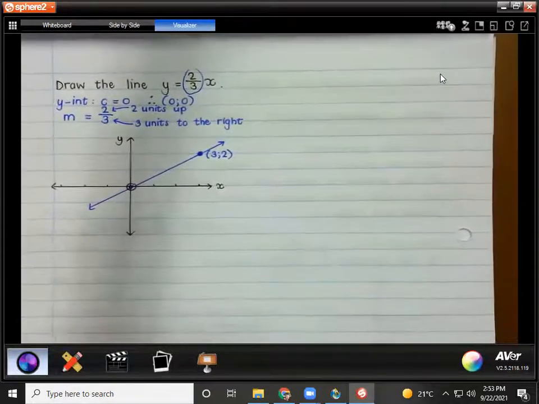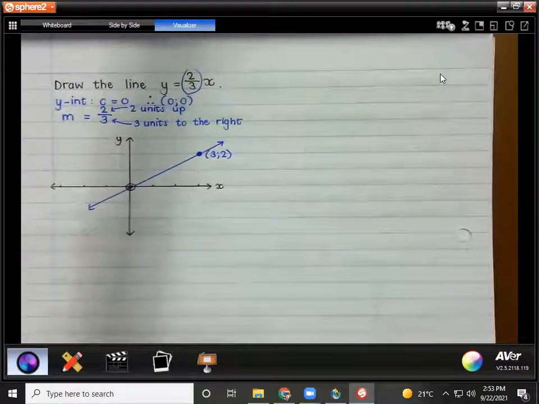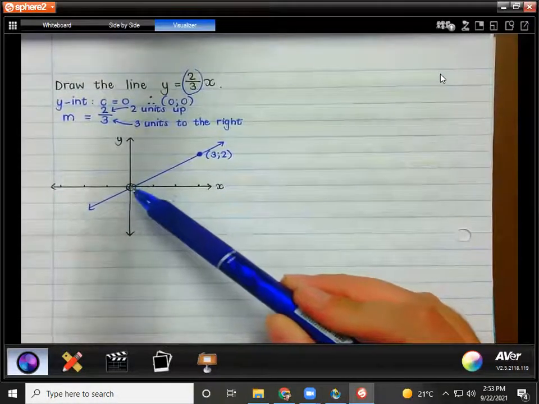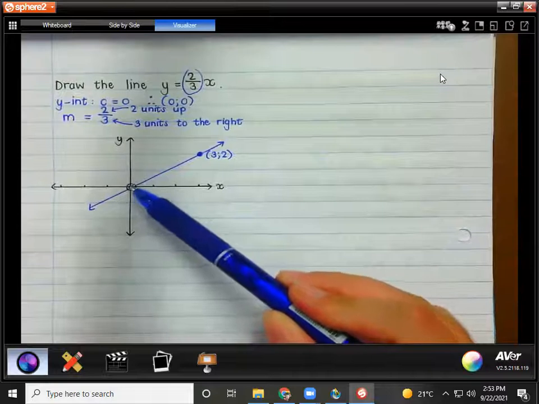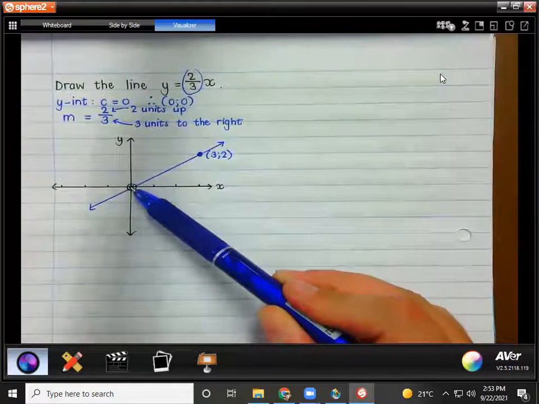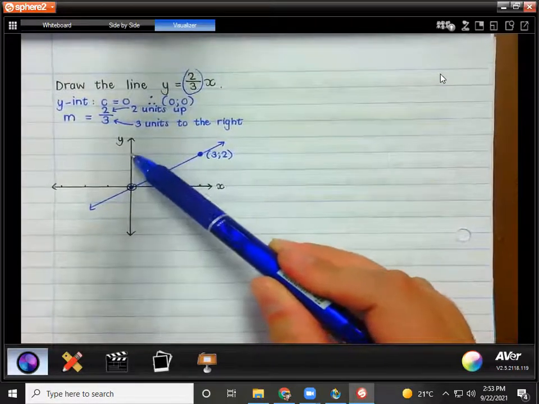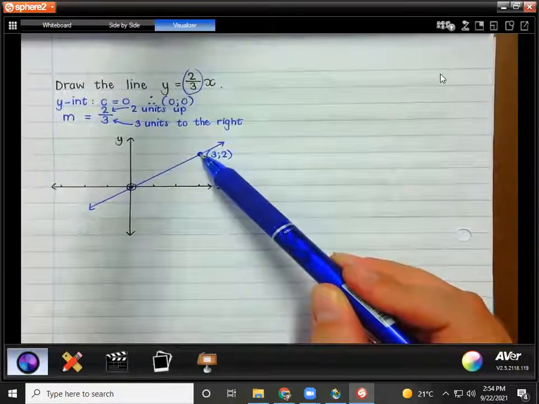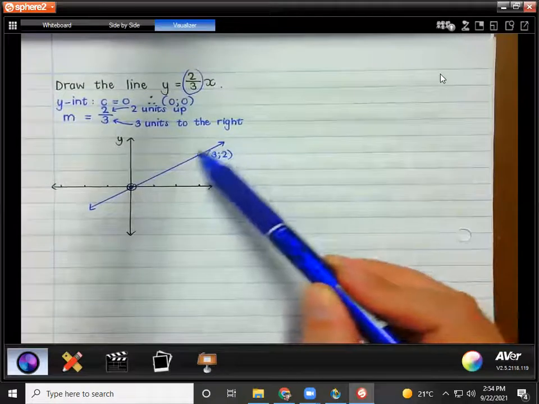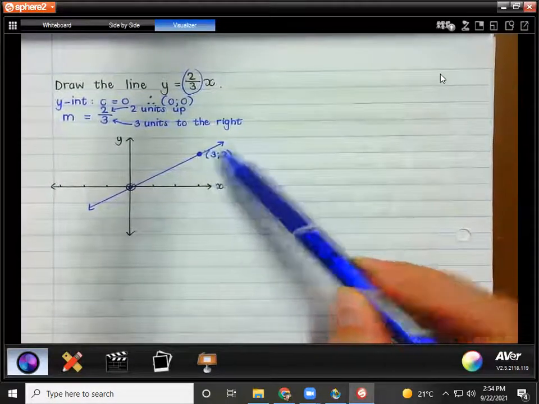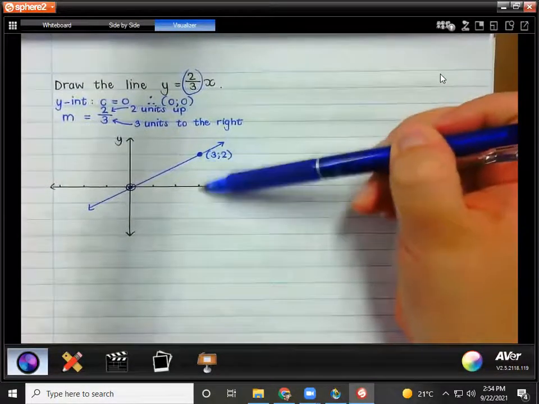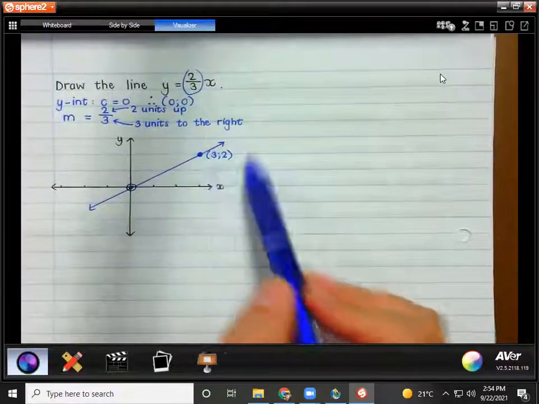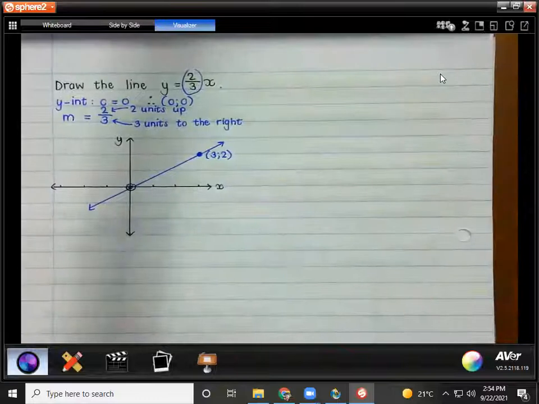I'll just show you quickly what mine looks like. Here we go. So you plot your point at the origin inside that circle. Then you're going to count 1, 2 up, and then 1, 2, 3 to the right. Please write those coordinates down. It's in line with 3 on the x-axis and 2 on the y-axis. So the point is 3, 2.